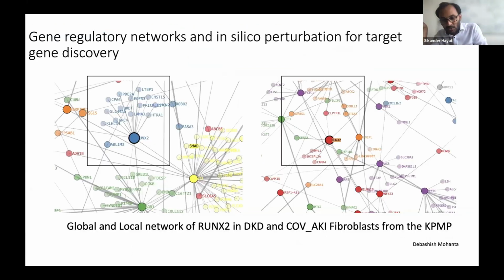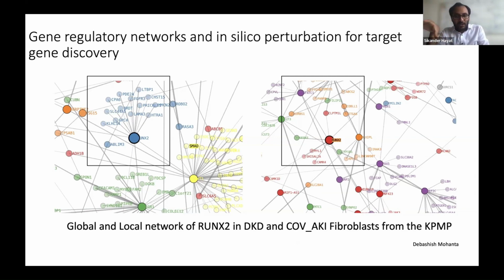But then what we could also do, and I apologize that this is data from another organ, kidney, data taken from the Kidney Precision Medicine Initiative, again single cell data and also some spatial data, is create these gene regulatory networks. Here we are showing you gene regulatory networks for diabetic kidney disease and acute kidney injury. Just wanted to highlight that we've created these gene regulatory networks also for the atherosclerosis data.